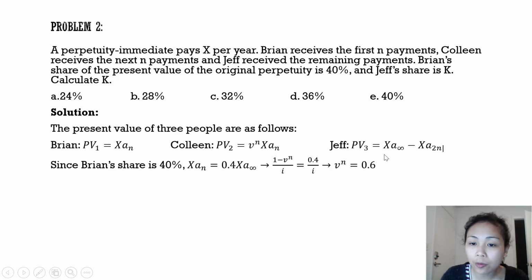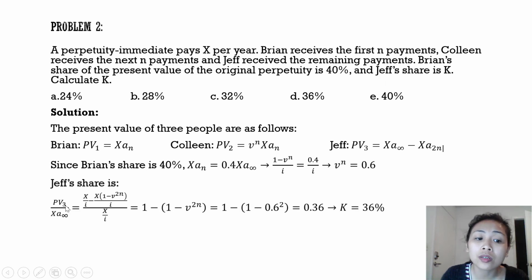So now we have found v^n. The question asks for the percentage of Jeff's share. So the percentage of Jeff's share is the present value of Jeff's share divided by the present value of the whole perpetuity. The present value of Jeff's share is Xa_infinity, so this is X over i, minus Xa_n, so X times (1 minus v^2n) over i, and the whole perpetuity present value is X over i. So X over i cancel out, and you have 1 minus v^2n.